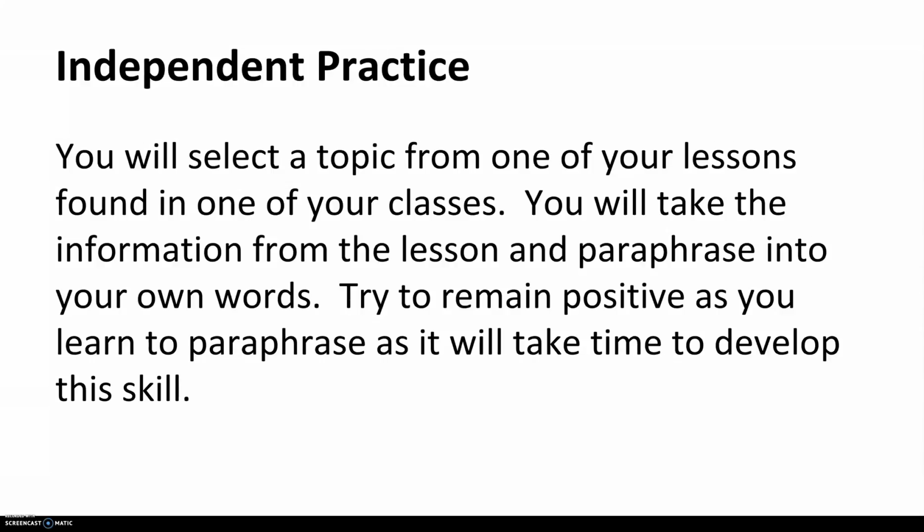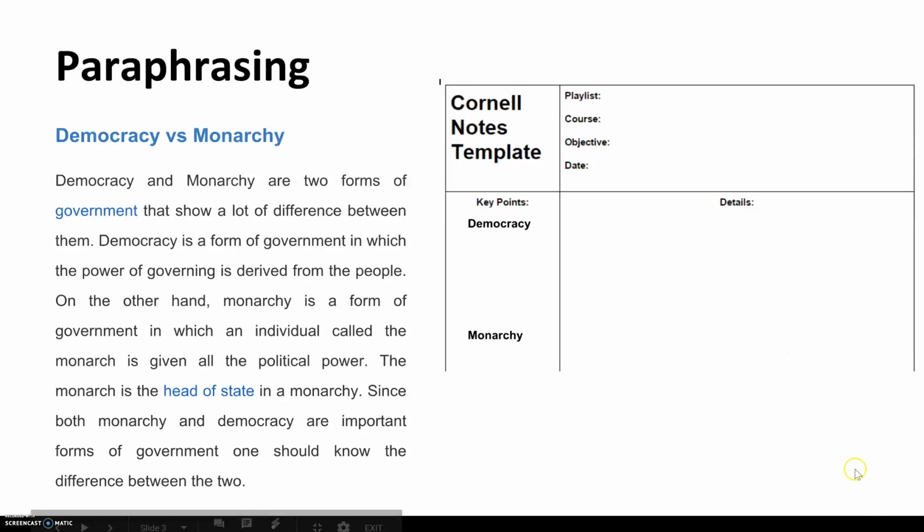You're not going to do the entire lesson, but you are going to pick out a few ideas, and then paraphrase them into your own words. And try to remain positive as you learn to paraphrase. It is going to take time to develop this skill. Okay, so like I said, what you're doing is key points and some details. And the key thing is not to write every single thing down from the lesson. It's to pick out some details so that when you go back, maybe the date will be there. Maybe a little information about the person will be there.